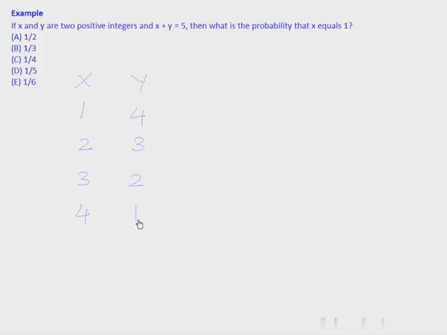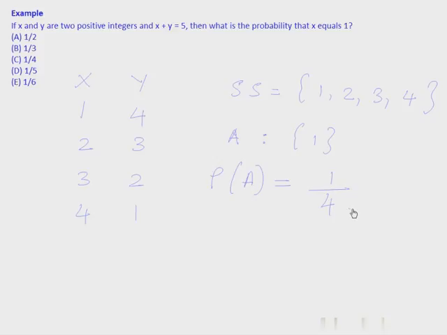So again, what's my sample space? Since the question asks what is the probability that x equals 1, my sample space is all possible values of x. So my sample space is 1, 2, 3 and 4. All possible values of x. What is the probability that x equals 1? So my event, let's call it the event A, is picking the value 1. So what's the probability? The probability is obviously 1 over 4.